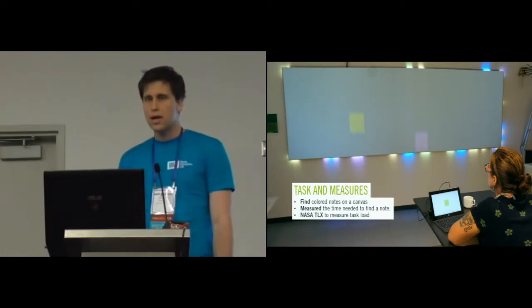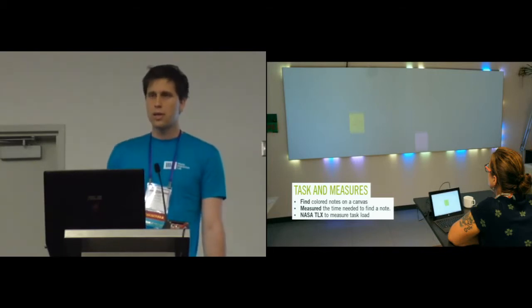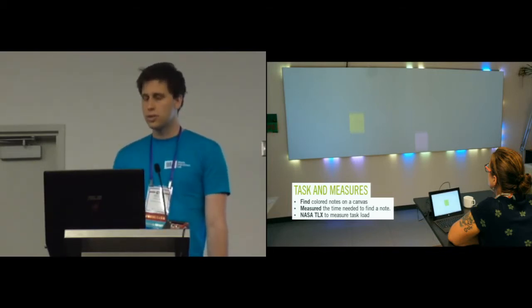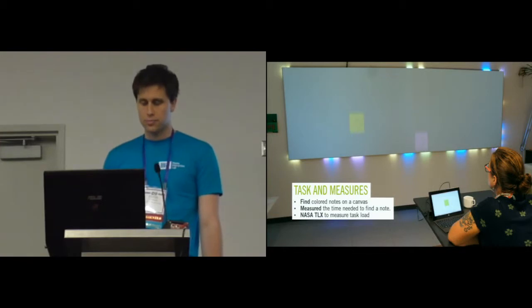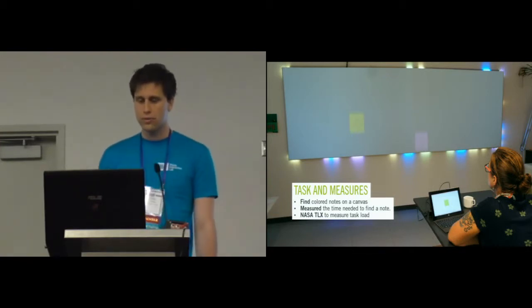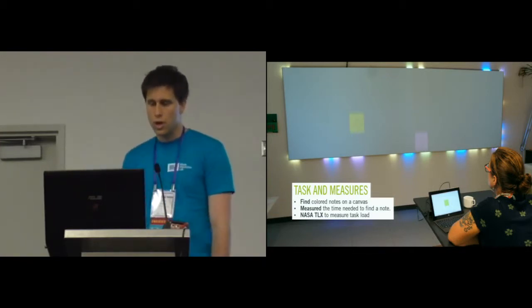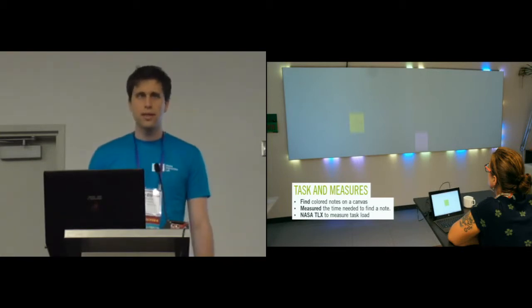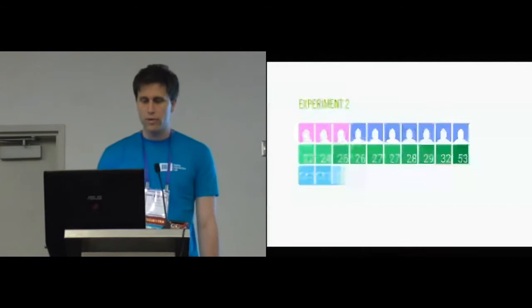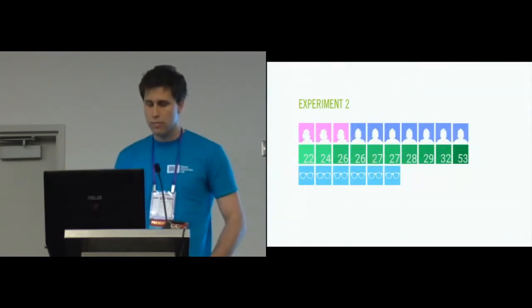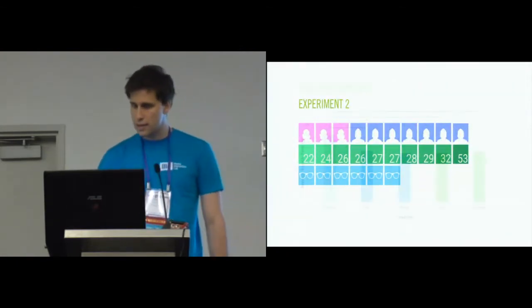As a task here, we had a finding node task, so people were shown a node on the surface, and we measured the time that it took them to find the node on the screen and then click on it. So they had to move around on the screen with the mouse. We also used NASA TLX tests to measure the task load. In this experiment, we had 10 participants, 3 female, with 6 wearing glasses.